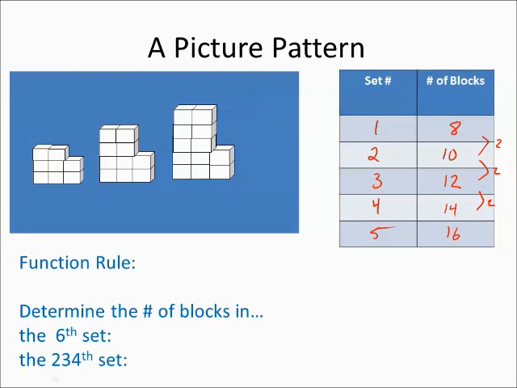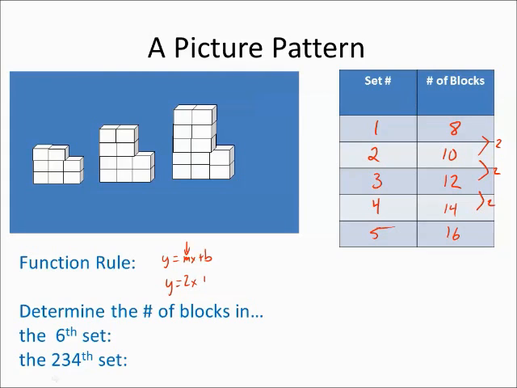Now, in order to do the function rule, note that 2 is the slope. We're going to write this in y equals mx plus b. It's changing by 2 every time. Because it's changing by 2, we talked about when we did tables before that the constant difference would be the slope as long as x is increasing by 1 each time. So we've got y equals 2x.